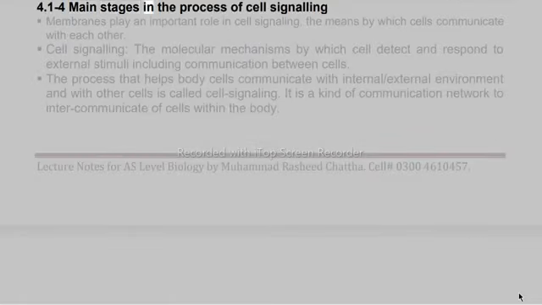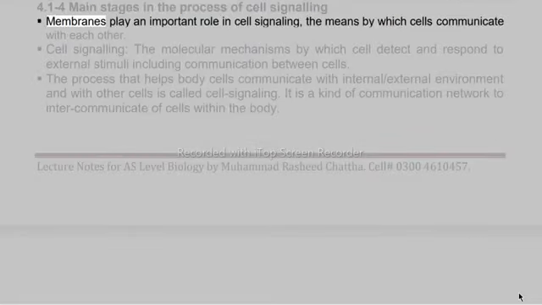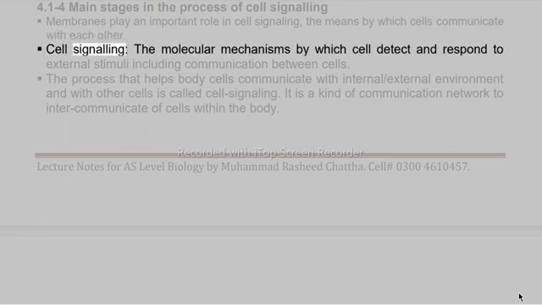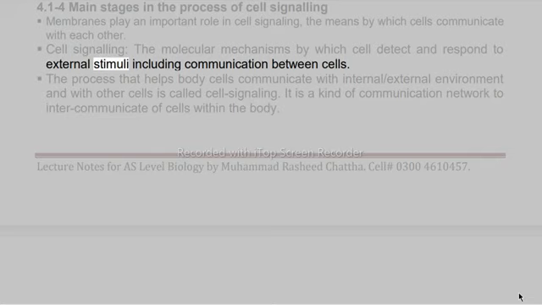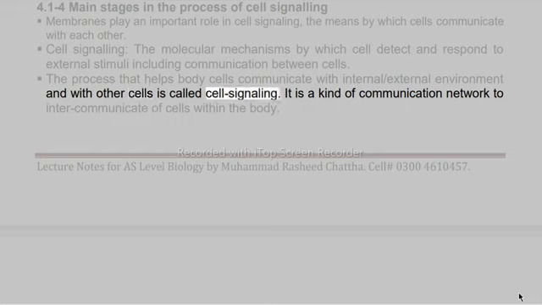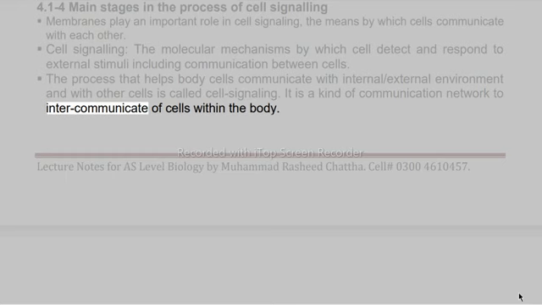4.1-4 Main stages in the process of cell signaling. Membranes play an important role in cell signaling, the means by which cells communicate with each other. Cell signaling is the molecular mechanisms by which cells detect and respond to external stimuli, including communication between cells. The process that helps body cells communicate with the internal and external environment and with other cells is called cell signaling. It is a kind of communication network to intercommunicate between cells within the body.